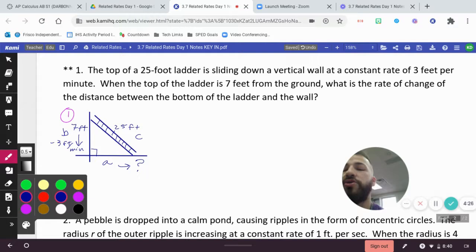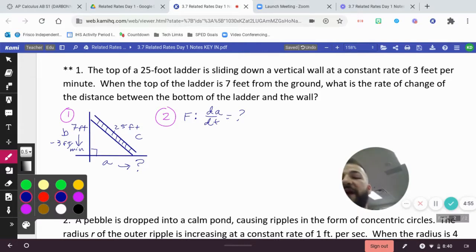Okay. So number 2, we're going to set up our Fwiggy. The first step in Fwiggy is our find. So what are they trying to get us to find? They want us to find the rate of change of the distance between the bottom of the ladder and the wall. So that's this change inside A, which we'd write as dA dt equals what? Okay, so that's what they want us to find.